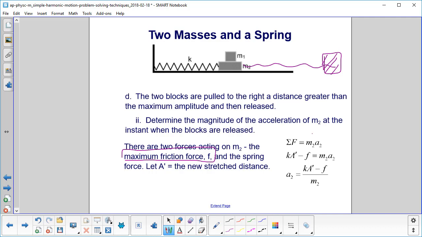So the sum of the forces will be M2A2, because we're just interested in mass 2. And if we pulled it out to this new distance A prime, where A prime is greater than the maximum amplitude found earlier, that force will be KA prime, which will be pulling it back, and the friction force will be acting in the opposite direction, and that will be F. The free body diagram here is just for M2. So the acceleration of block 2 will be KA prime minus F divided by M2.